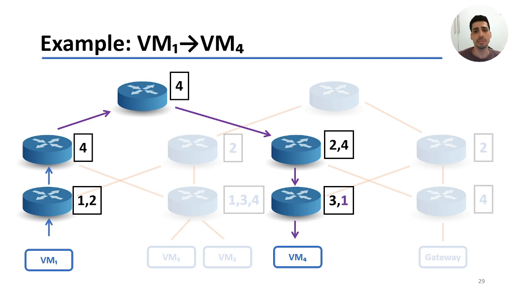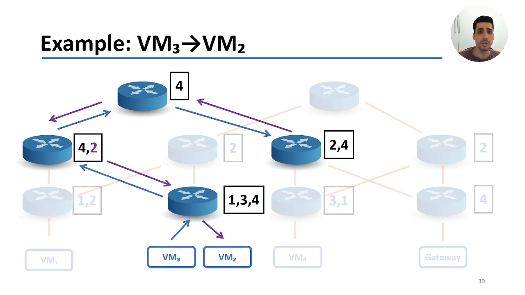Now, when VM1 communicates with VM4, packets are sent to the gateway but hit the cache on the array, so they can be directly sent to VM4. Finally, when VM3 sends a packet to VM2, it can utilize VM2's spilled mapping at the spine switch.